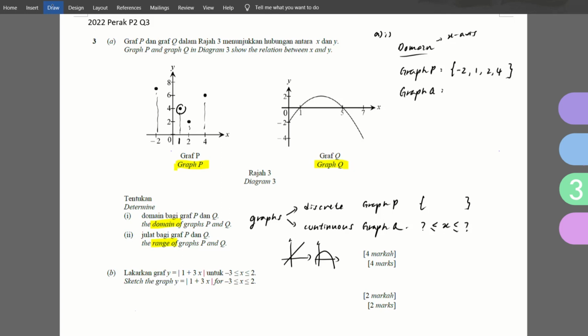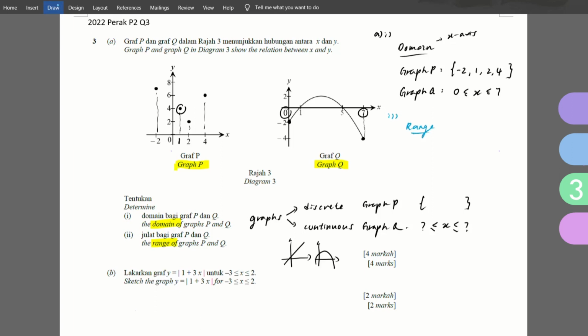So for this graph, we need to find the smallest x and the largest x. So here, what you can see is that this curve starts here, so the smallest x value will be 0. And it ends here. So our x value is the largest, which is 7. So here, we will just write 0 to 7. So let's go into part 2.